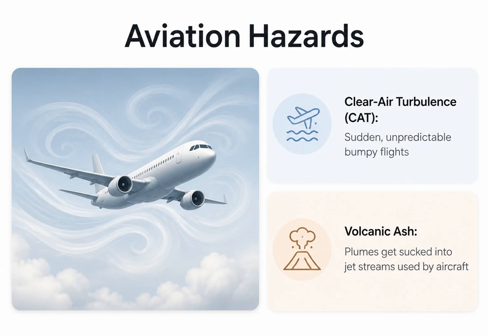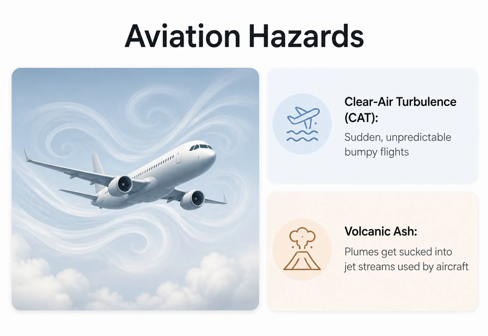However, utilizing jet streams comes with hazards. The sheer speed and shear of these winds can cause clear air turbulence, creating suddenly bumpy flights, even when the sky looks perfectly calm and cloudless. Furthermore, during volcanic eruptions, dangerous plumes of volcanic ash can be sucked directly into the jet streams, creating severe hazards for the very flight paths that airlines rely on.